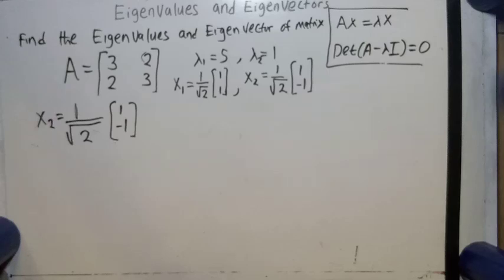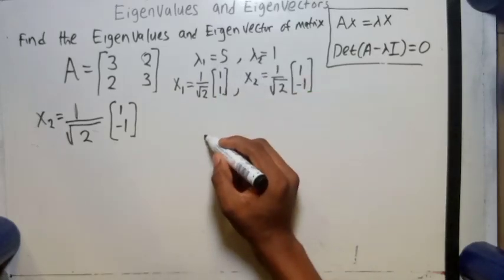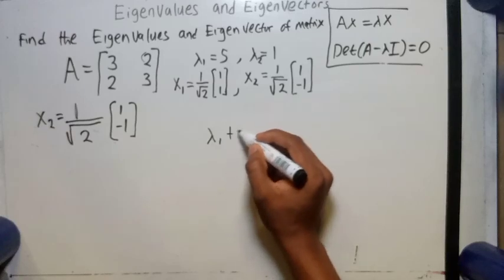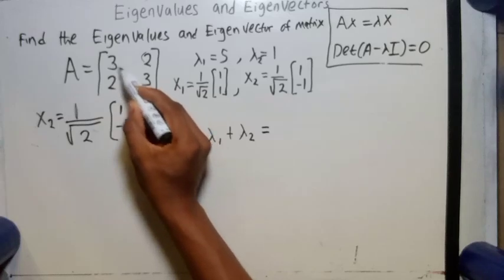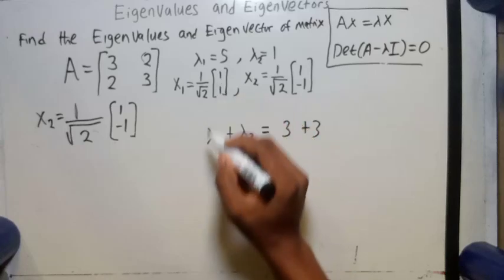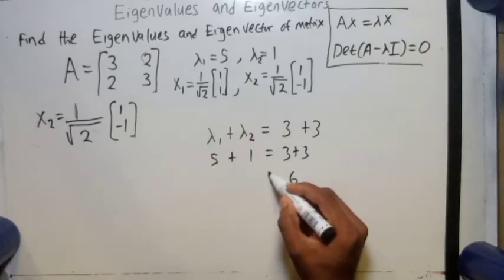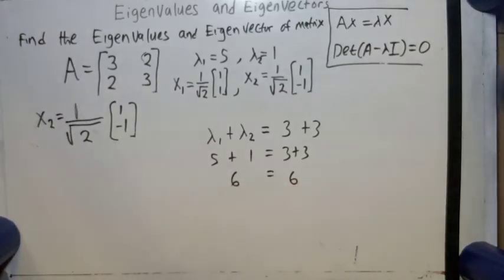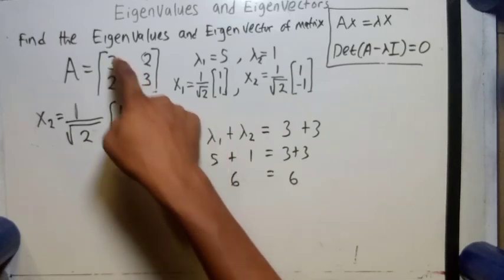Okay. Another thing it's also good that you know is that when you sum up all your eigenvalues, in this case y1 plus y2, it is equal to the sum of the major diagonal values of this matrix. So in this case, what is it? 3 plus 3 here is what? 5 plus 1. 3 plus 3 will definitely give us 6. This also gives us 6.